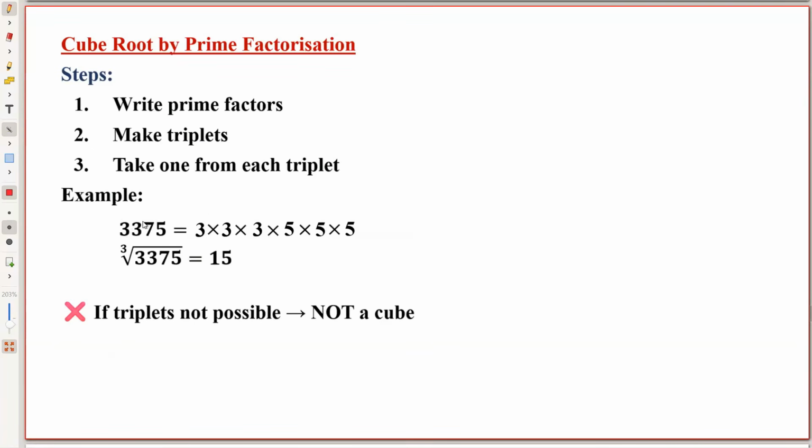For example, 3375. The prime factors of 3375 are 3 into 3 into 3 into 5 into 5 into 5. Now this is called a triplet, 3 numbers. From this, we take only 1 number outside. From these 3s, I take only one 3 outside, and from these 5s, one 5 outside. So 3 fives are 15. 15 is the cube root of 3375. If a triplet is not possible, then it's not a perfect cube.